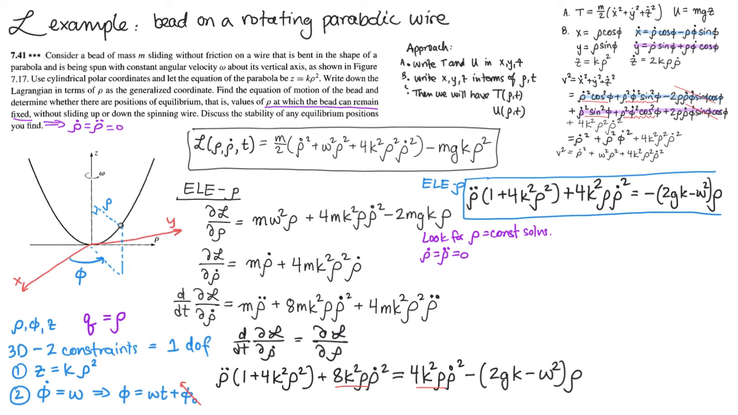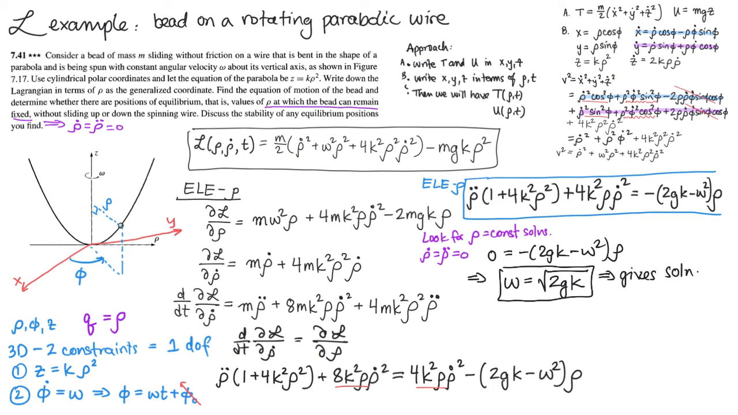So the first thing is this whole first term is gone because it's rho double dot. This whole second term is gone because it involves a rho dot. So all we're left with is this, and that tells us that 0 equals minus 2gk minus omega squared rho, and that implies that we need omega to equal the square root of 2 times g times k. That gives solutions with constant rho.